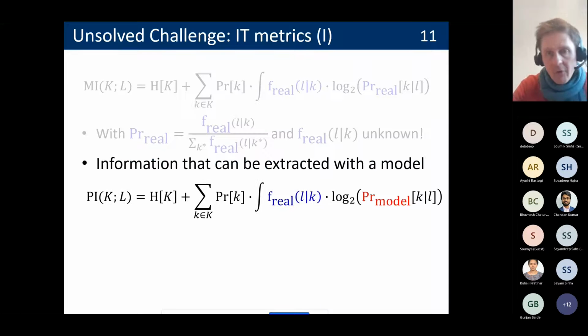So what we do as adversaries is to replace this true distribution by a model. And that's what we can do with the information theoretic metrics as well. That's why we introduce this idea of perceived information, which is really the amount of information that you can extract from the leakage with an estimated model. And now it becomes a statistical distance between a model, which is in red, and the true distribution, which is in blue. And that's exactly what the adversary does, right? He builds a model, he estimates a model, and then he challenges the model against true samples.